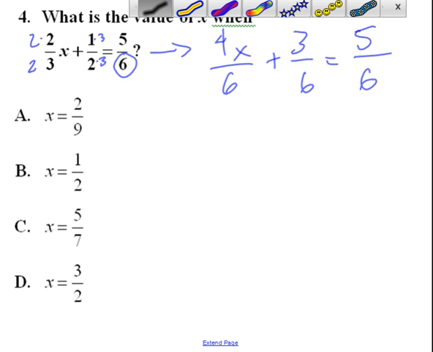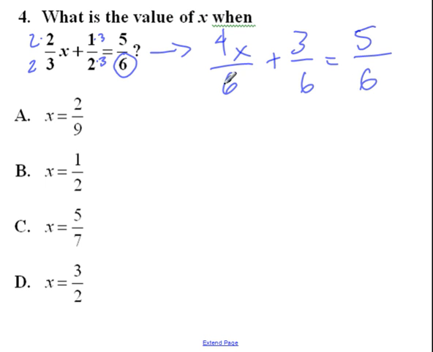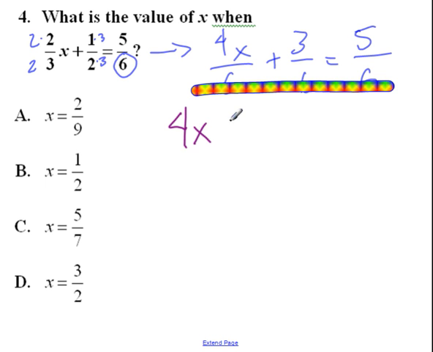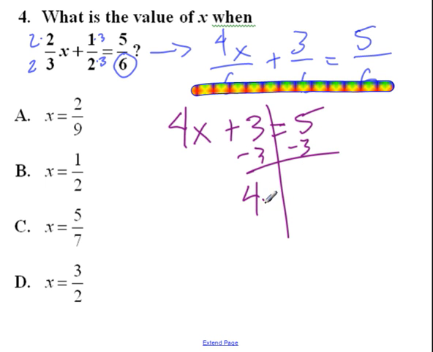Now since every single thing here is over 6, we don't even need to worry about that anymore. And all we have to do is deal with our top stuff. So we've changed our equation and we've made it into 4x plus 3 equals our 5. So now it's just a nice little two-step. Subtract our 3 on both sides and then divide by our 4. And 2 over 4 is going to reduce to 1/2.